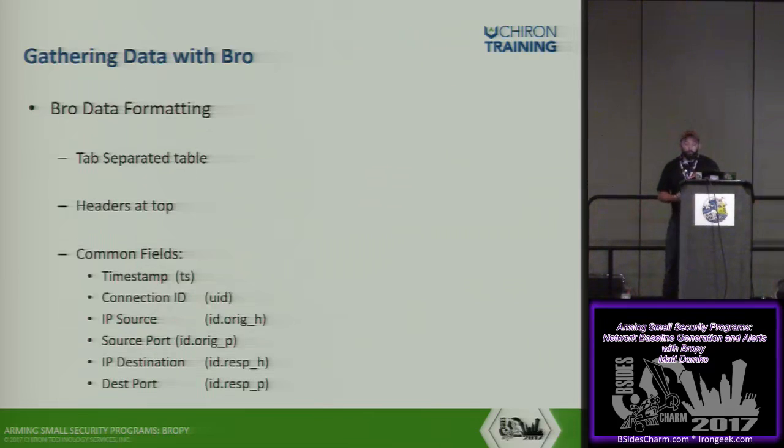So as far as my bro logs, before we take a look at what those logs look like, a couple of fields that are useful. The UID, so the connection ID. So bro tracks each connection and it gives it a unique number. If we want to do IP source, originating host. If we want to do source port, originating port. Same thing for destination, response host, response port.